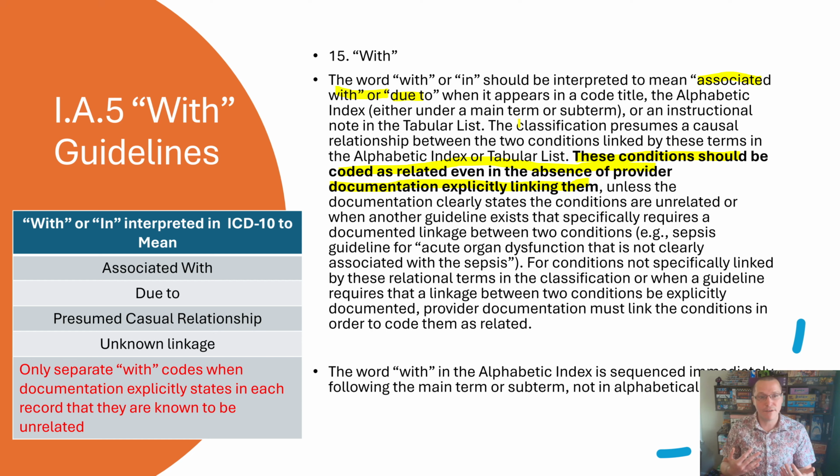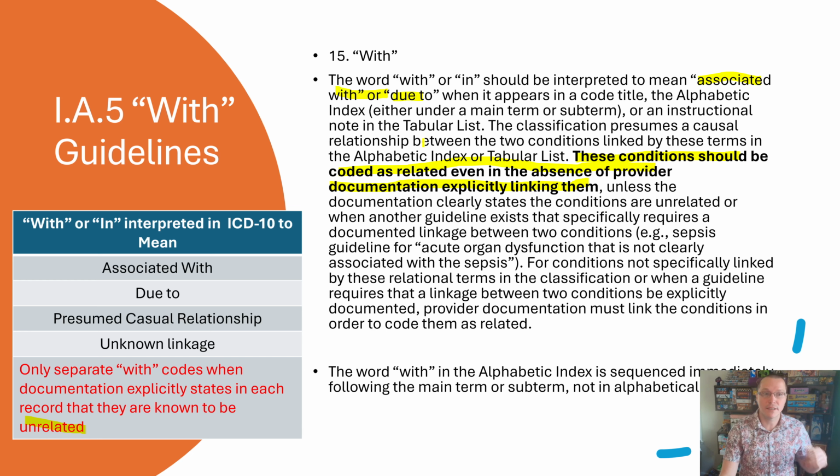What that means is even if there's an unknown linkage between two conditions that have a with explicitly written in the code itself, they will be combined together because it is expected for their two relationships to be combined. The only time that we can separate any with codes is if there's clear documentation that states explicitly that these conditions are unrelated to each other. And that's what we're going to go through with this. It's just some of the main conditions that we will find where it has a with guidelines in it.